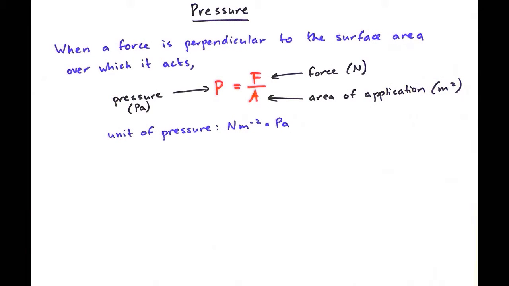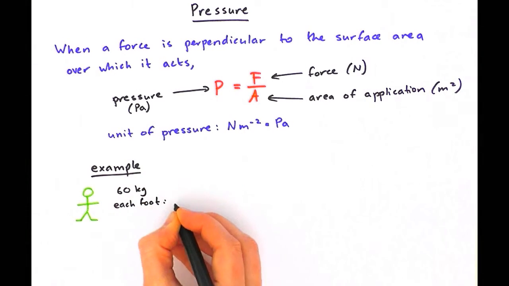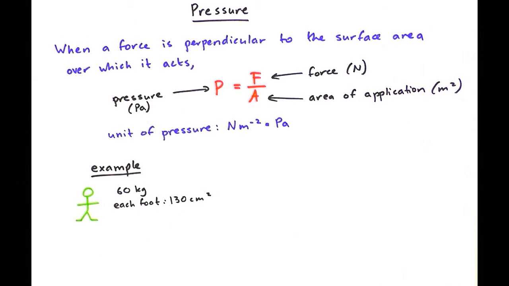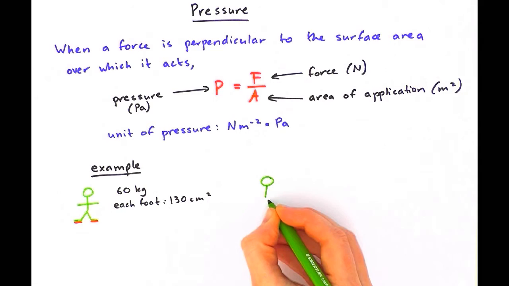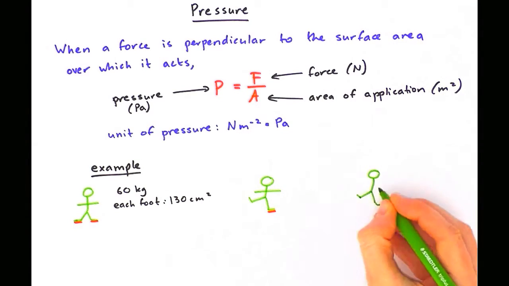So let's apply this formula in an example. Let's do a very simple one. It's just a person standing up, and the mass is 60 kilograms, and each foot has a surface area of 130 centimeters squared. So we're going to look at the person standing on both feet, and the same person standing on just one foot, and then the same person standing on tiptoes.